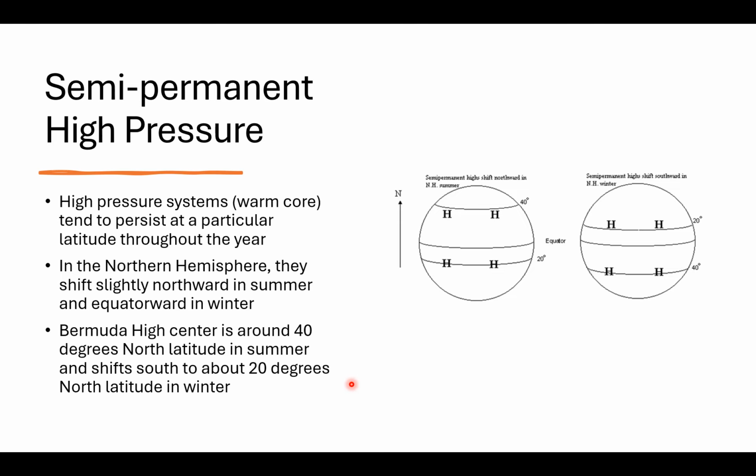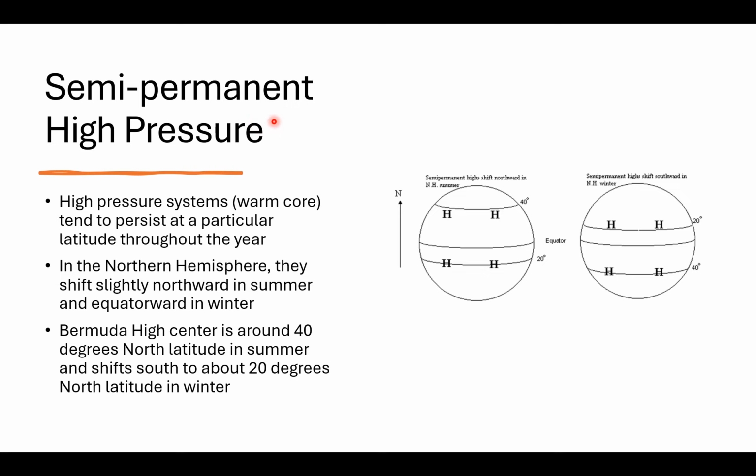Now, the semi-permanent high pressure systems are warm core in nature, and they tend to persist at a particular latitude throughout the year. We kind of hit on this with the first type. We talked about the warm core high pressure, and I gave an example of that as the Bermuda High in the Atlantic Ocean. The Bermuda High is not only a warm core high pressure system, but it's also semi-permanent. Semi-permanent meaning that it generally stays at the same latitude in the same region throughout the whole entire year.